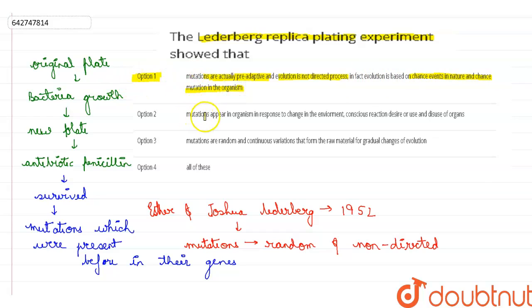The second option says that mutations appear in organism in response to the change in environment. But I told you mutations were present before this in their genes and it is not a response to the change in the environment. So this option is wrong. Now the third one says that mutations are random and continuous variations. No, they are non-continuous and non-directed variations. So this option is also wrong. So the only correct option is option 1.